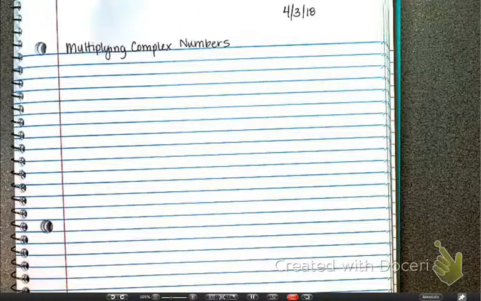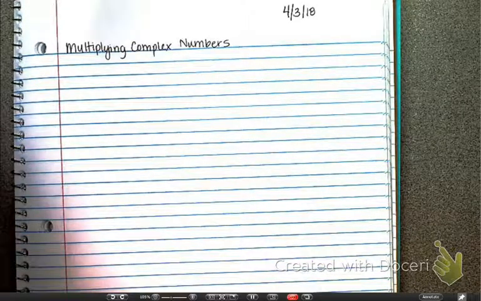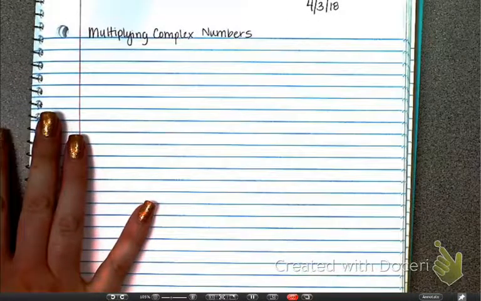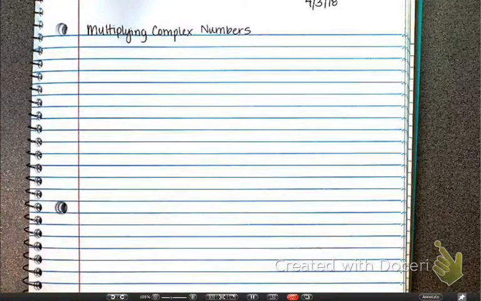So we talked about complex numbers yesterday, right? What's a complex number in your own words? A number that consists of 2 parts, a real part and an imaginary part. What's the form that we write our complex numbers in? Okay, so a plus bi, your real plus your imaginary. The imaginary part goes at the end.